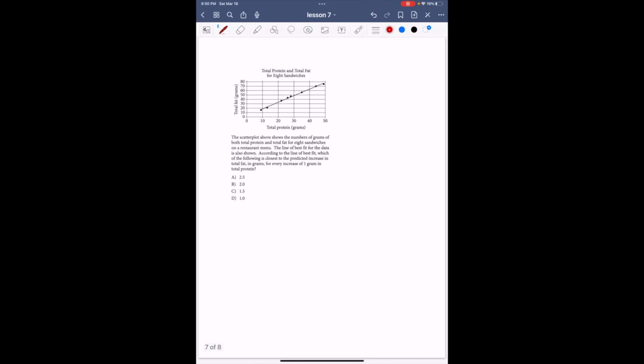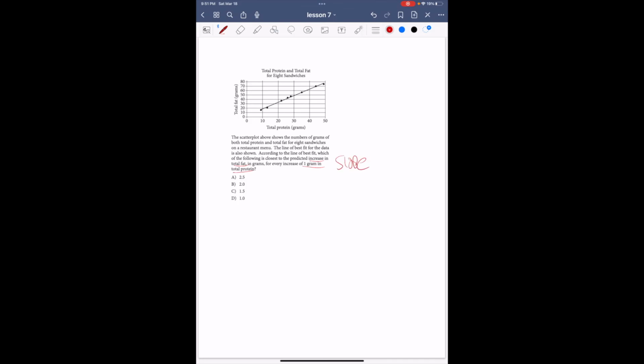Okay, let's go on to the total protein and total fat for 8 sandwiches. The scatter plot above shows the number of grams of both total protein and total fat for 8 sandwiches on a restaurant menu. The line of best fit for the data is also shown. According to the line of best fit, which of the following is close to the predicted increase in total fat in grams for every increase of 1 gram of total protein? Now, if we read this carefully, it's the predicted increase in y for every 1 unit increase in x. That's just the slope.